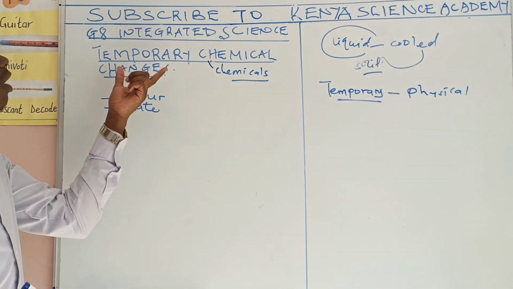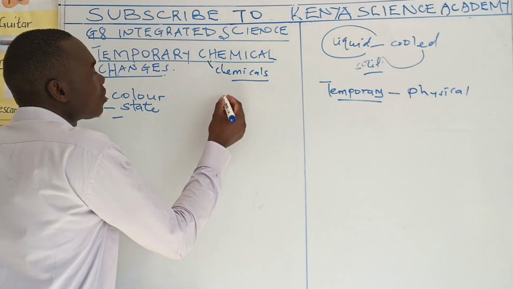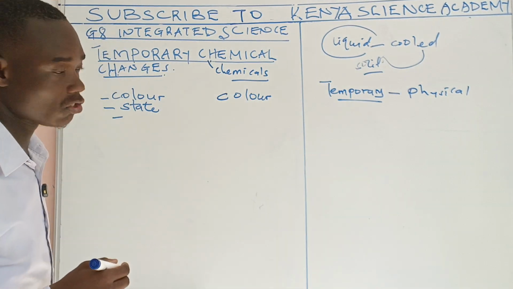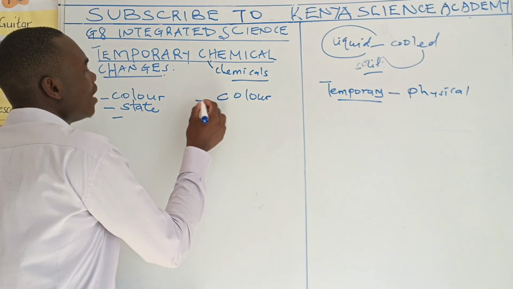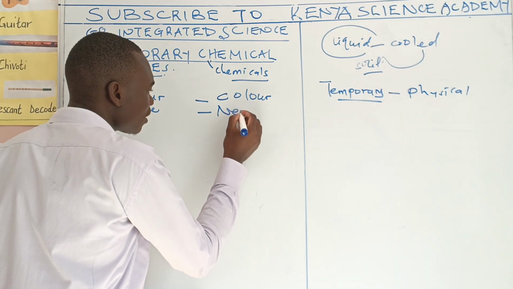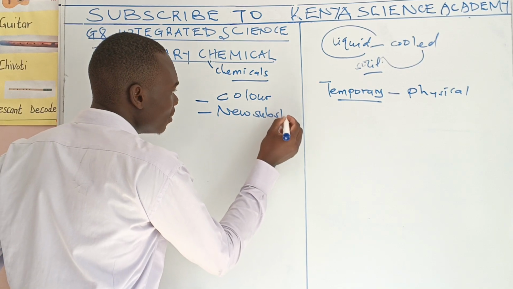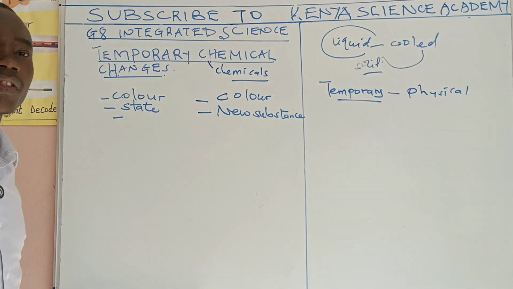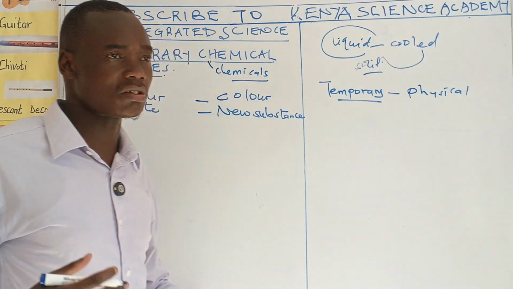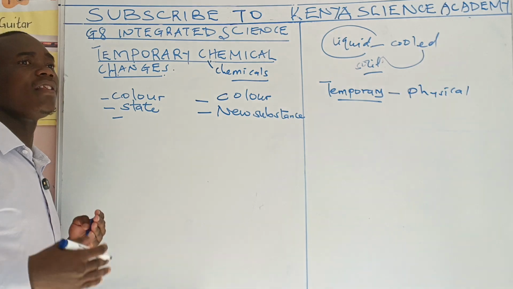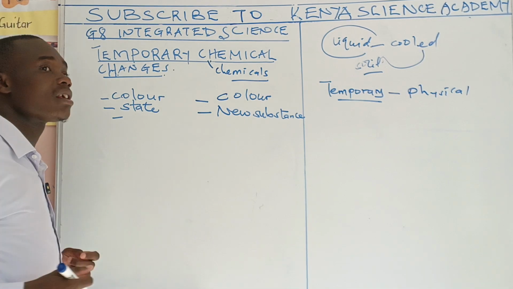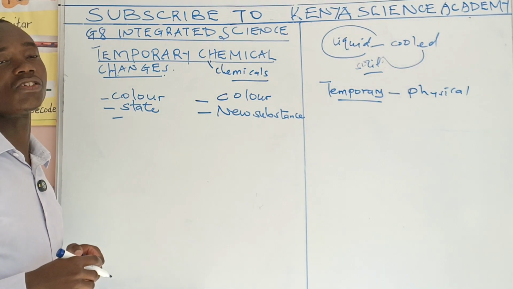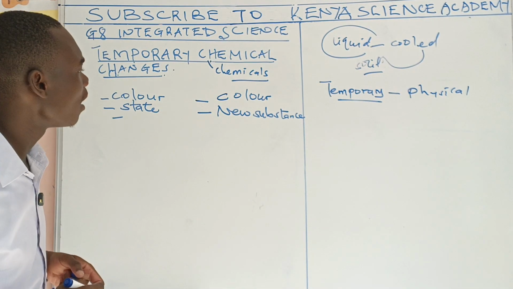And in this case of chemicals, we are going to see whether there is a color that has changed, whether there is a new substance that has been formed. Remember, there are some substances that are formed along the way. During chemical reactions, chemicals react, and when they react, new substances are formed. That is chemical change.